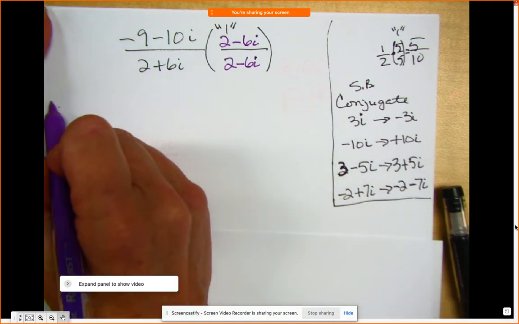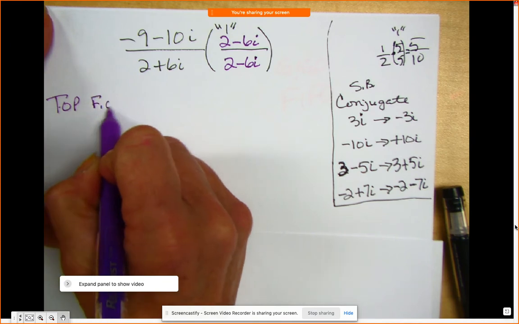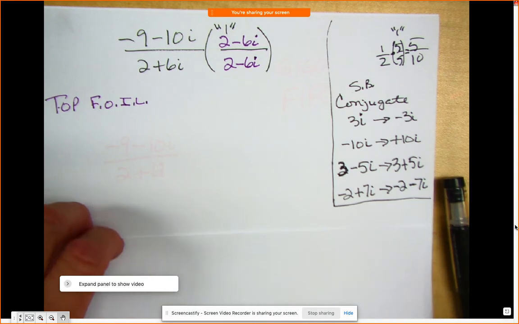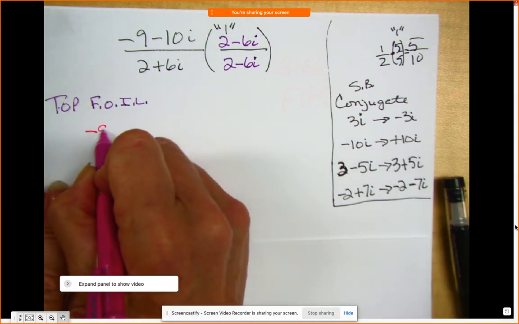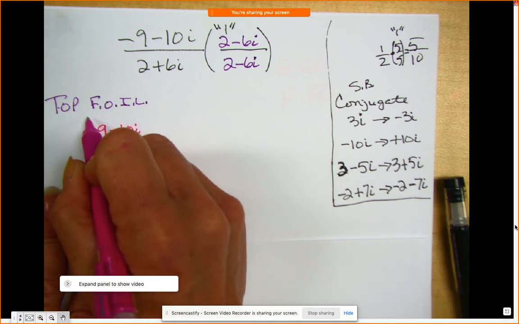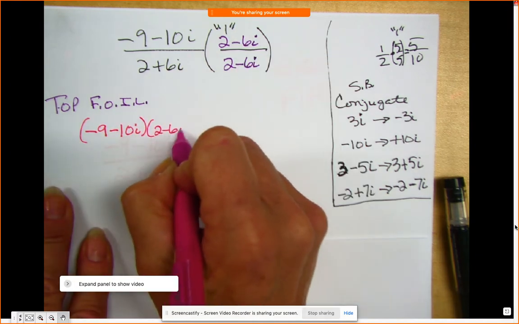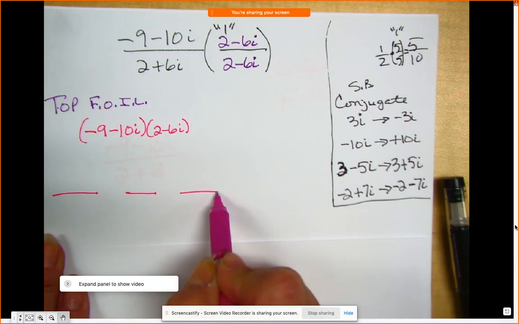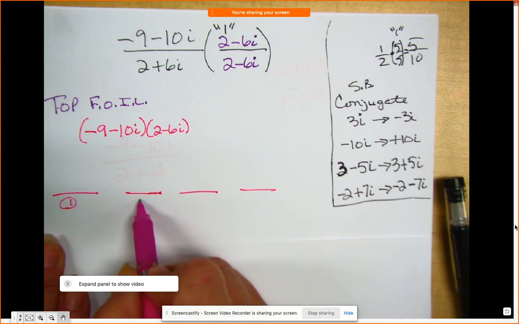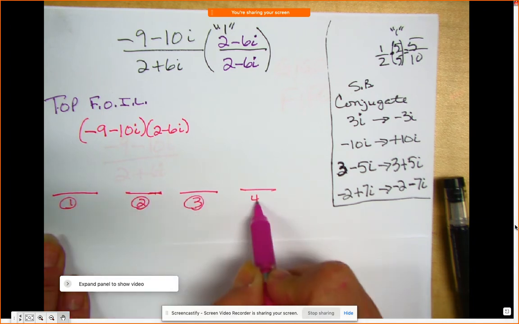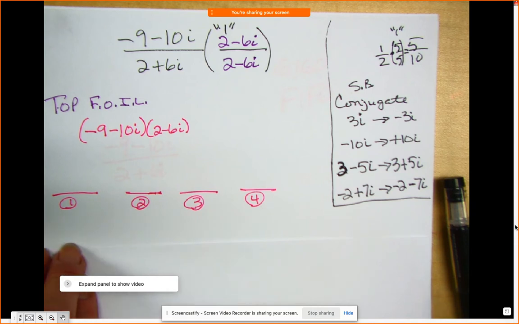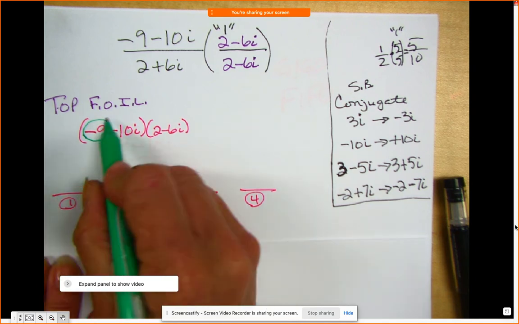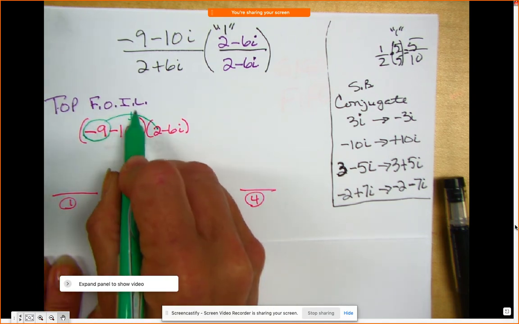Okay, I'm going to do the top first, the top FOIL. First, outer, inner, last. Okay, and I'll show all my work, and you can go back through and watch this time and time again. So I've got negative 9 minus 10i multiplied by 2 minus 6i. Okay, 2 terms times 2 terms. I'm going to have 4 terms intermediately, when I first distribute, and then I'll be able to combine like terms. So negative 9 has to distribute and hit here. That's going to be my first one.